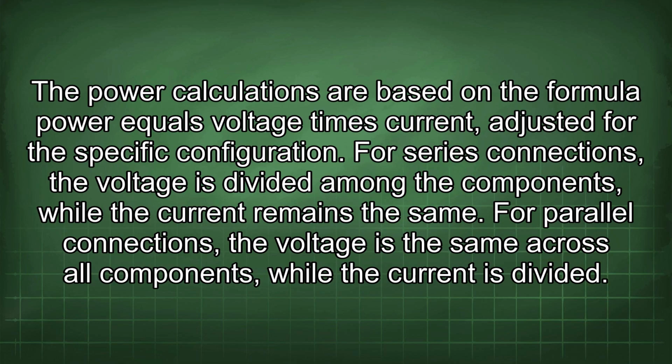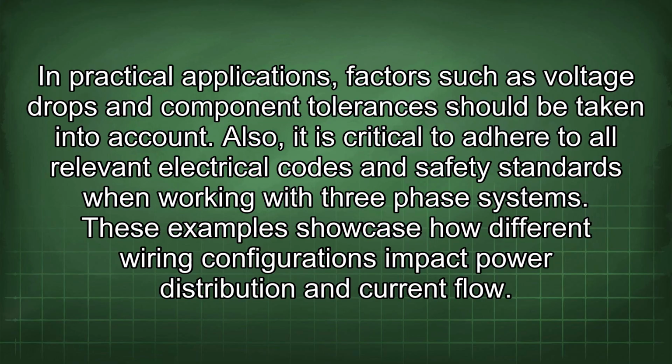The power calculations are based on the formula power equals voltage times current adjusted for the specific configuration. For series connections, the voltage is divided among the components while the current remains the same. For parallel connections, the voltage is the same across all components, while the current is divided. In practical applications, factors such as voltage drops and component tolerances should be taken into account. Also, it is critical to adhere to all relevant electrical codes and safety standards when working with three-phase systems.